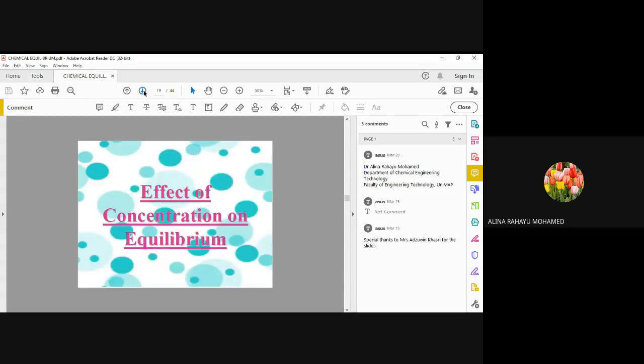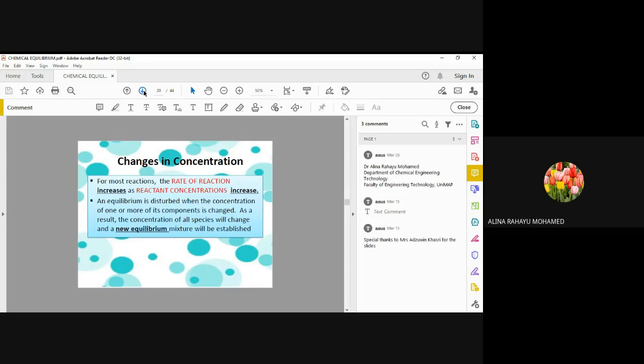For the effect of concentration on equilibrium, for most reactions, the rate of reaction increases as the reactant increases. An equilibrium is disturbed when the concentration of one or more of its components is changed. As a result, the concentration of all species changes to get a new equilibrium mixture. Because of the addition or removal of a certain concentration of reactants or products, the mixture re-establishes its equilibrium.